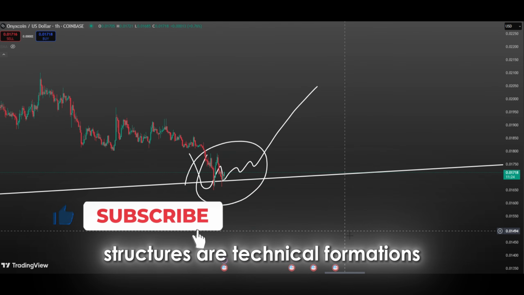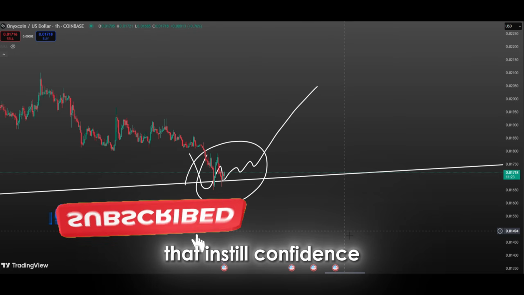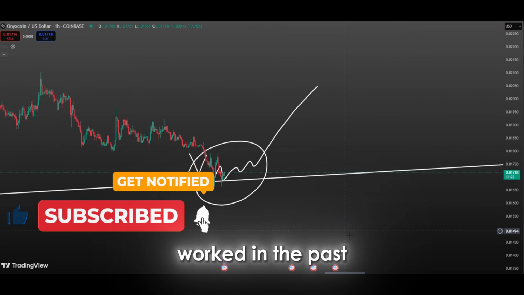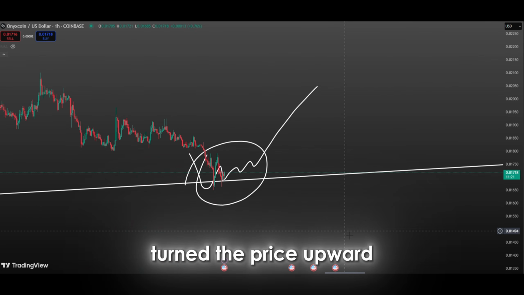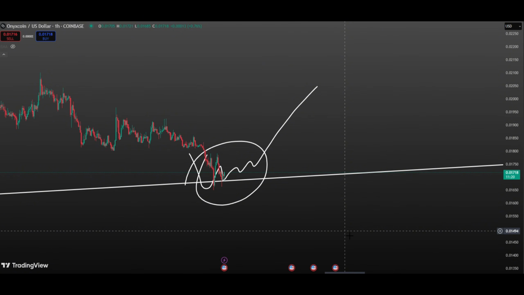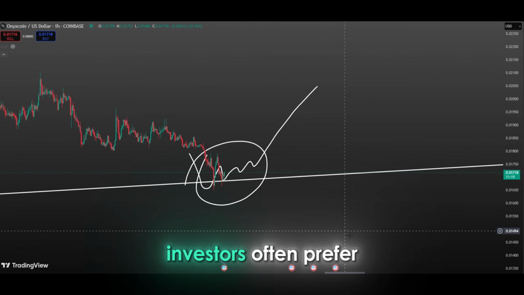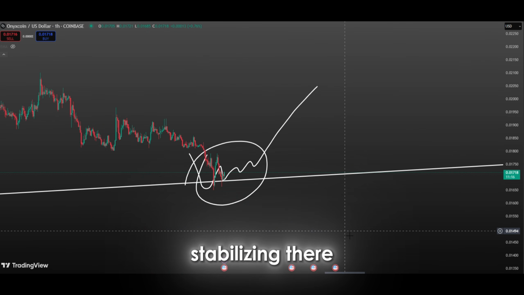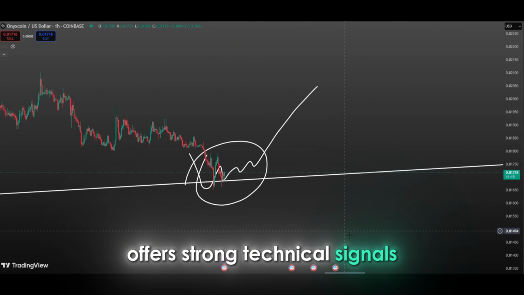These types of structures are technical formations that instill confidence in investors because they have worked in the past and have successfully turned the price upward. For this reason, investors often prefer to take positions around such strong support levels. The price reaching this point and stabilizing there offers strong technical signals that an upward movement could be starting.